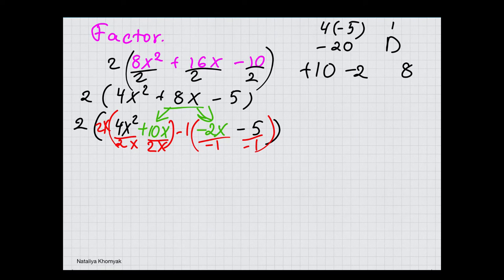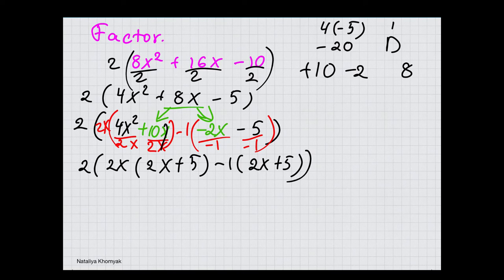So now this thing simplifies into 2x. 2 goes into 4 2 times. x squared divided by x gives us x. Plus 10 divided by 2, 5. x's cancel. Minus 1. Negative divided by negative gives us positive 2x. Negative divided by negative gives us positive 5. And we just need to take out the parentheses. So we divide both of these by 2x plus 5.